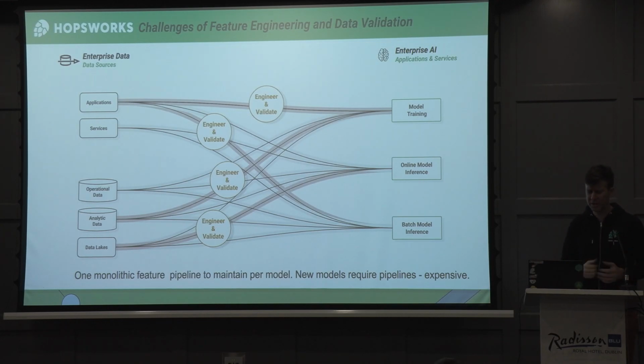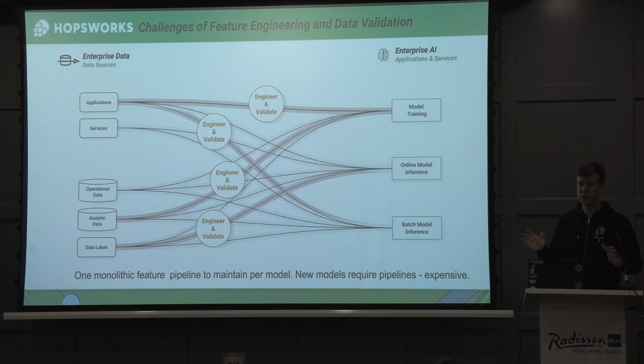So what you start doing is you start getting data from your back-end systems, engineering some features, and maybe even you validate the data, make sure there's no missing data, the usual kind of 90% of data science work of cleaning up your data. But what you end up with often in this case is, at the very bottom it says one monolithic feature pipeline per model. Okay? If I want to deploy a new model, I write a new pipeline.